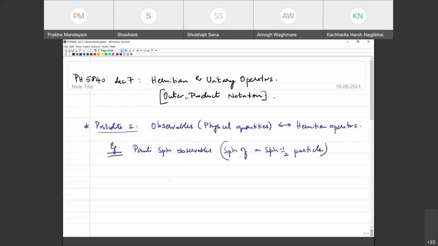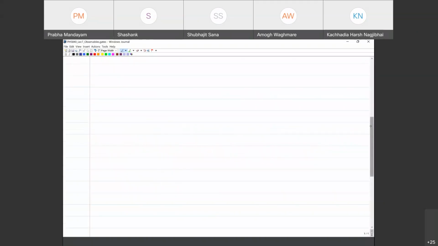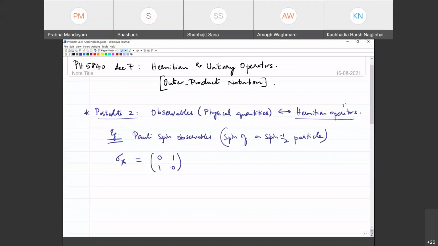And we said that the spin can be probed along different directions. So there is a Pauli observable associated with the spin along the x direction, which was the Hermitian operator. So as we said, operators in these finite dimensional spaces essentially can be thought of as matrices, right?